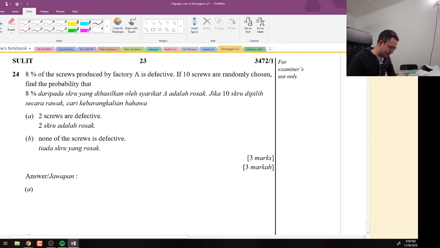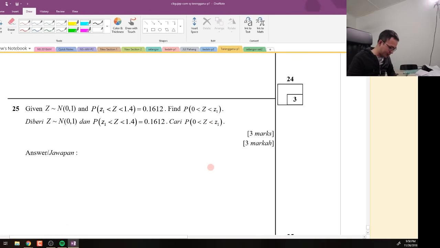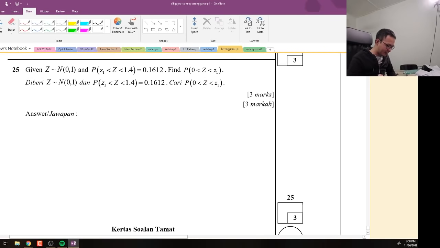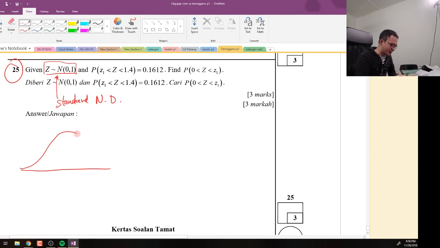Okay, so I remember there's one more question here. Alright. Okay, this question might be a bit hard if you do not know much about probability distribution. Basically the meaning of this one just tells you that it is the standard normal distribution. Alright, so your bell-shaped diagram will be the standard one. The mean is 0 here and the standard deviation will be 1. So basically just the standard bell-shaped diagram.